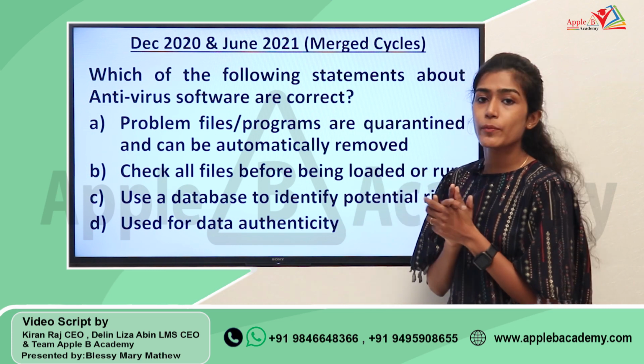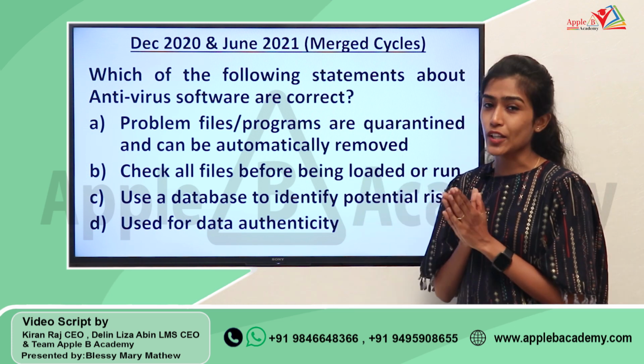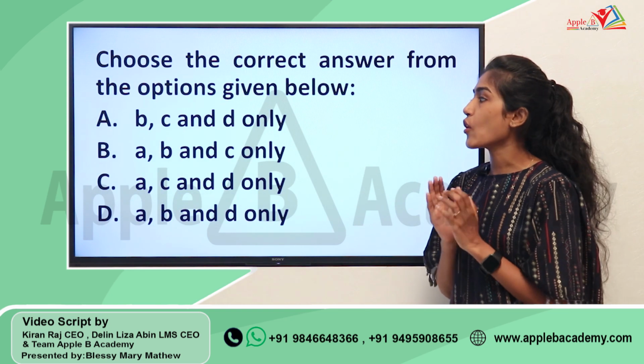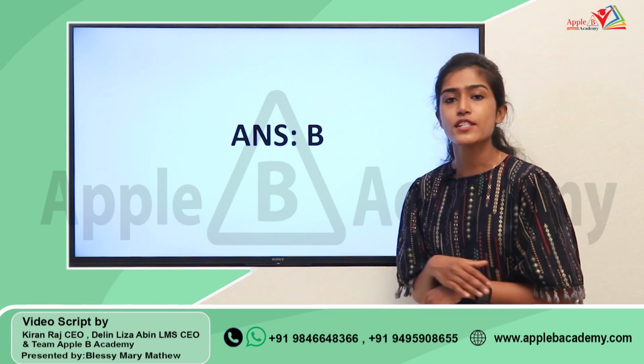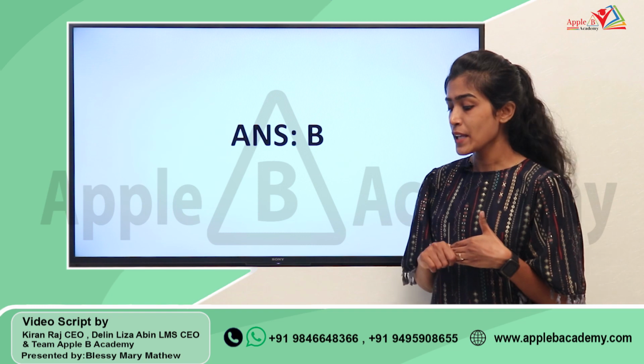So A, B, C will be answers for this question, and D cannot be an answer for this question. So A, B and C only is option B. So obviously the right answer for this question is option B itself.